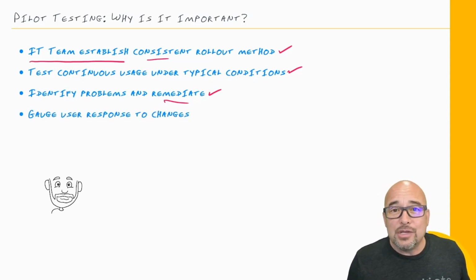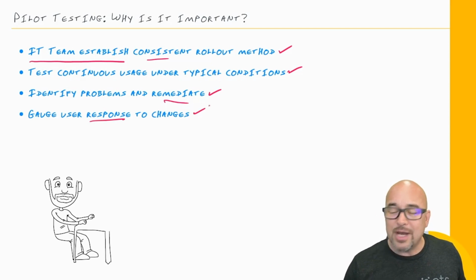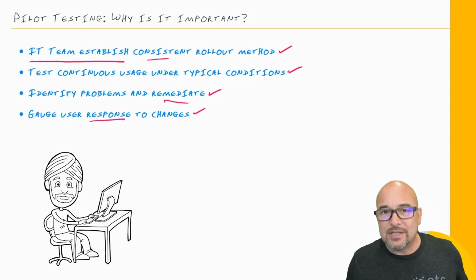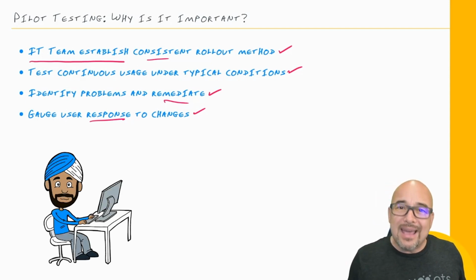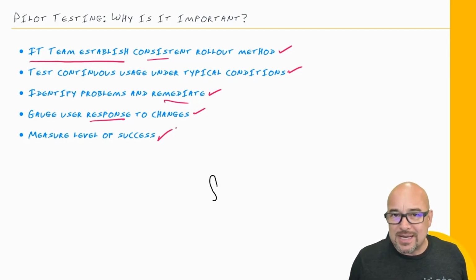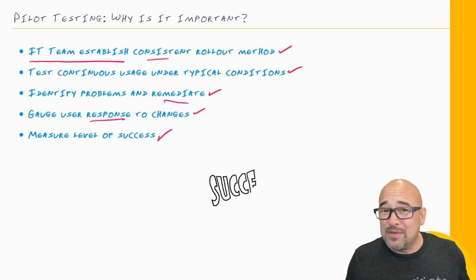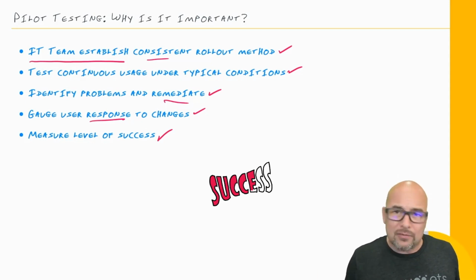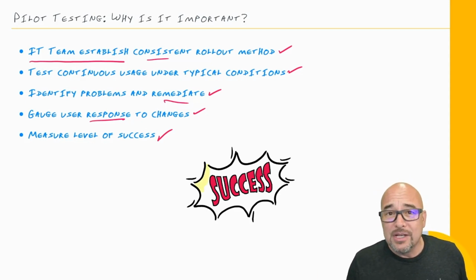We also want to gauge user response to the changes. I'll talk about that a little bit more later on, but we need to see how it's going to actually affect those users. And then at the end of that pilot program, we want to identify the level of success that we had. It might be that it wasn't very successful. We can't get the updates from our vendors that we need in order to make the software compatible, and we might need to wait another 6 months or even a year before we can do it, or we might find out that everything worked out just fine.